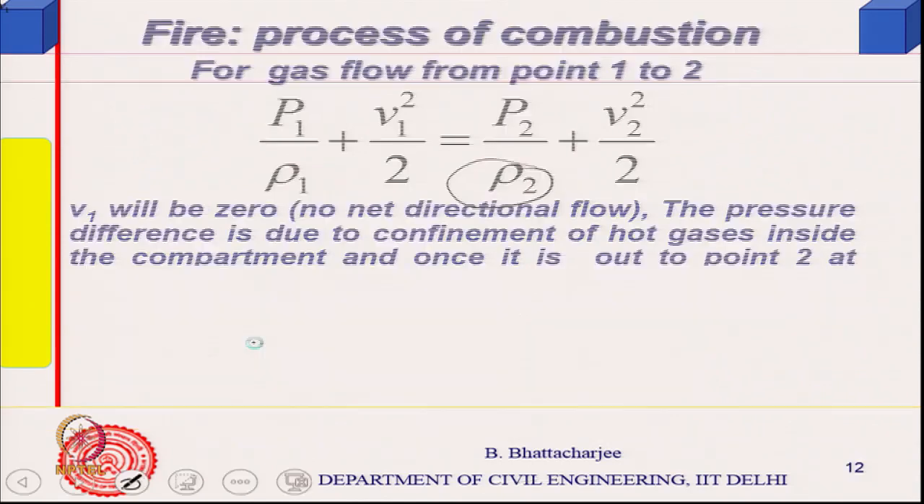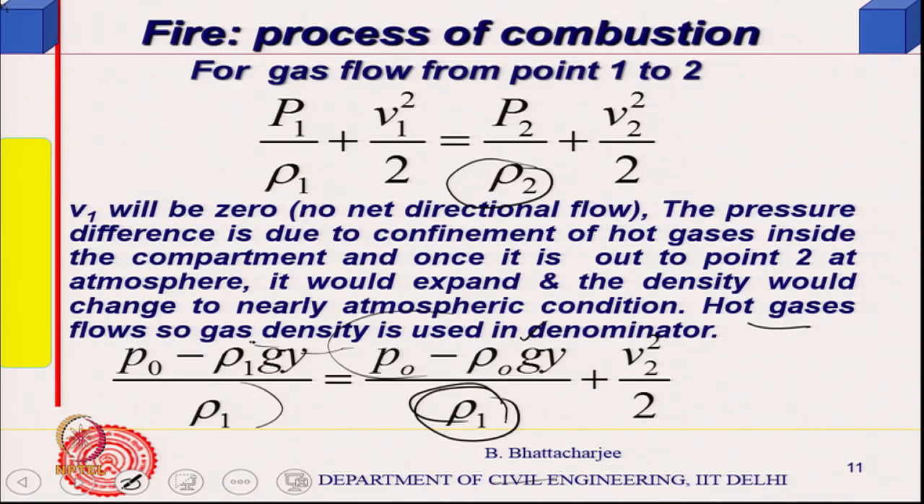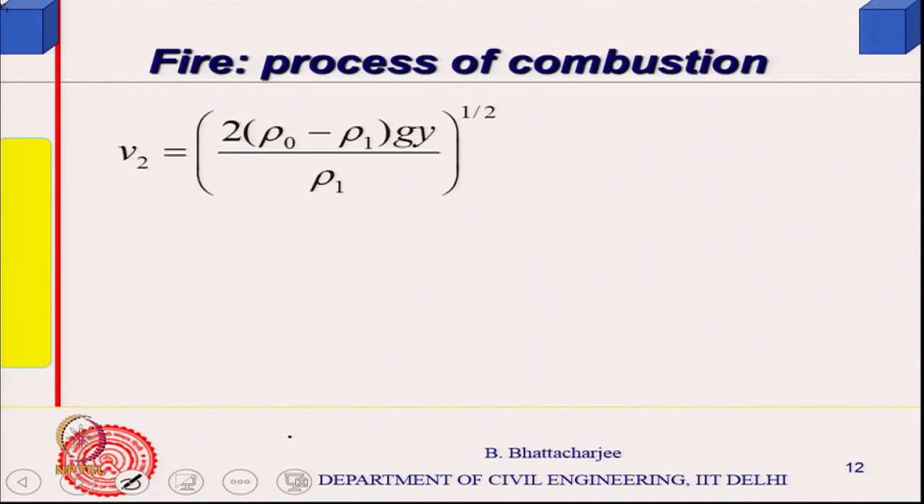So, if you now find out V 2, you will get an expression for V 2 from this one. Simply V 2 I can separate out and P 0 cancels from both sides, and this side it will be rho 0 minus rho 1, G y divided by rho 1. So V 2 squared, to the power half, twice rho 0 minus rho 1 G y by rho 1, that is how it will come. So, at any point y above the datum, the velocity will be given by this formula.